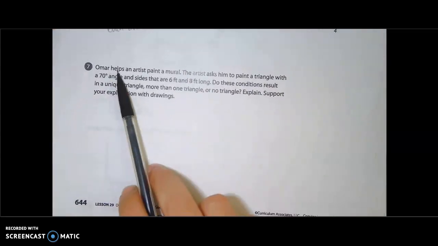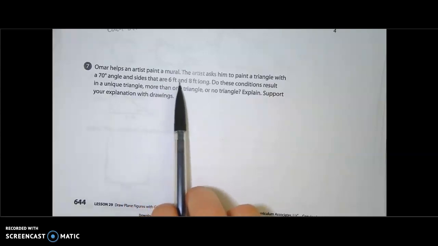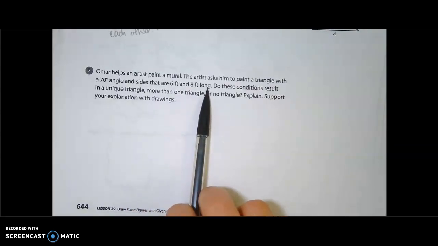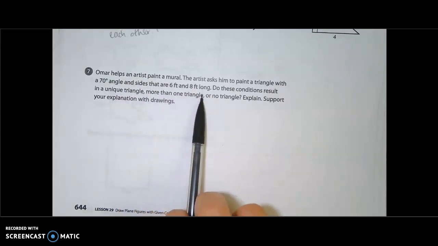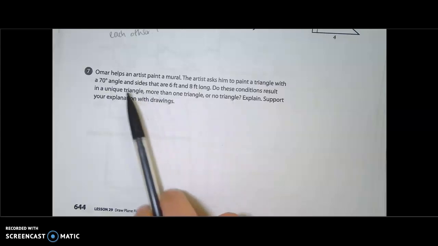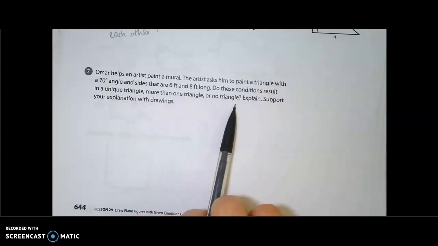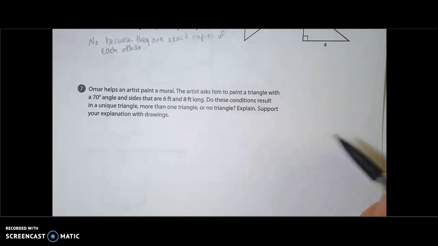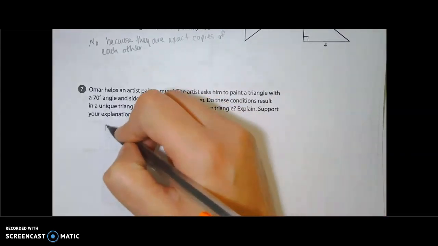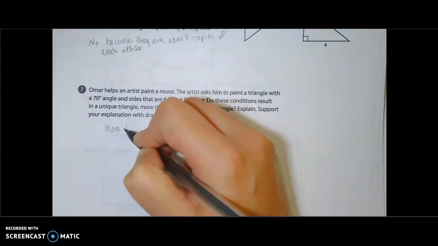All right. Omar helps an artist paint a mural. The artist asks him to paint a triangle with a 70-degree angle and sides that are 6 feet and 8 feet long. Do these conditions result in a unique triangle, more than one triangle, or no triangle? Explain, support your answer with drawings. So this is going to be more than one. So more than one triangle.